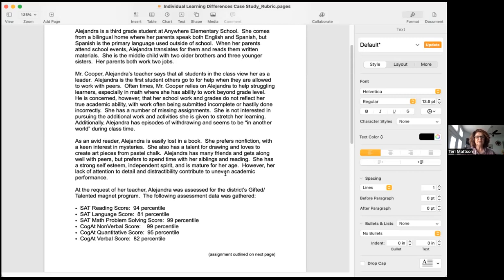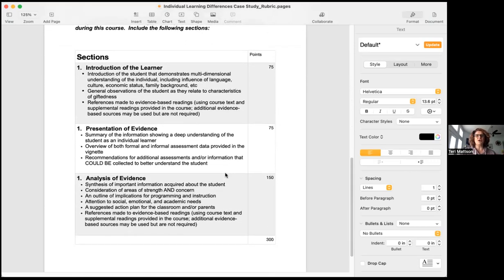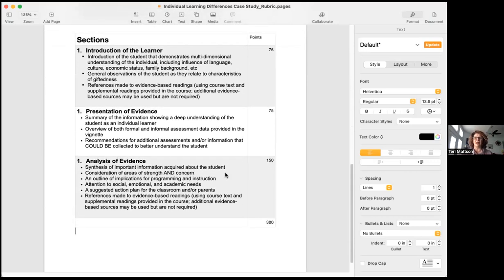After you study the case study, you're going to prepare a paper that overviews these 3 things, because this is really what we do when we study a student and really gather and know information about them. What do we do with it? How do we help them? What recommendations do we make to classroom teachers, to parents, and even to the student themselves?